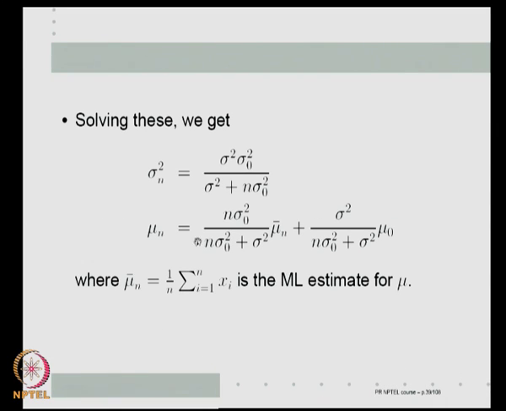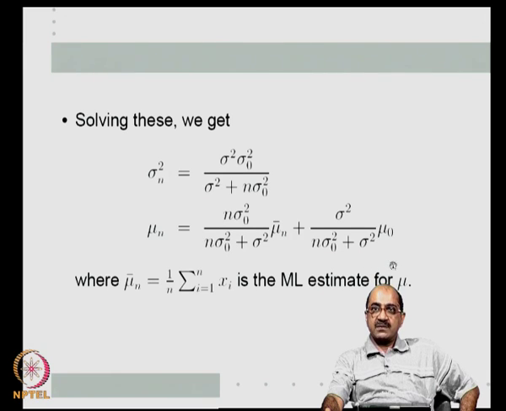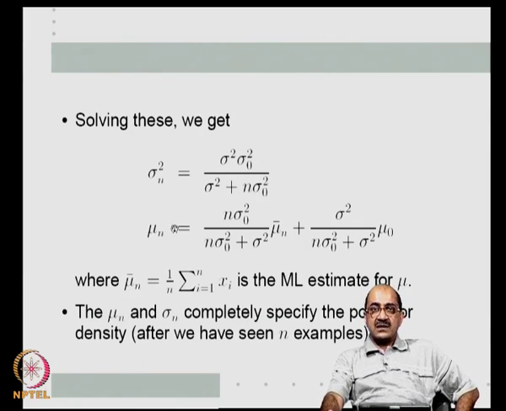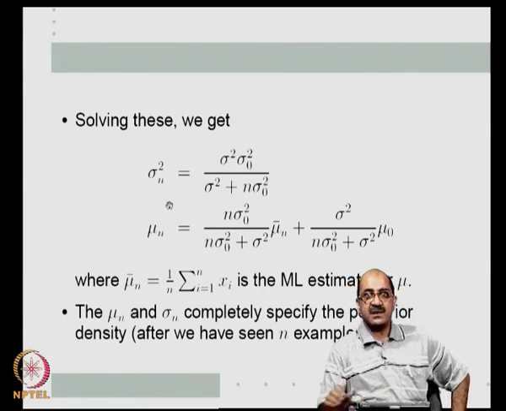This expression is very interesting. So, I can write that expression as n sigma 0 square by n sigma 0 square plus sigma square into mu n bar plus sigma square by n sigma 0 square plus sigma square into mu 0, where mu n bar is just a symbol for this, 1 by n summation i equal to 1 to n of xi. I have just taken this expression out. The reason for giving a symbol for this is that it is the ML estimate, right. So, the final posterior density is Gaussian with mean mu n and variance sigma n square, and these completely specify the posterior density, because the posterior density is Gaussian, so mean and variance completely specify it.